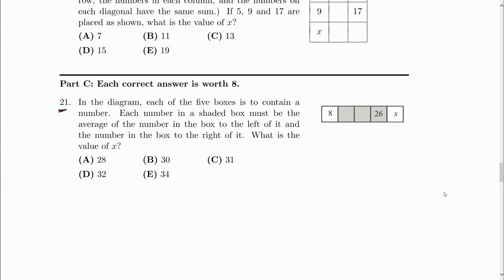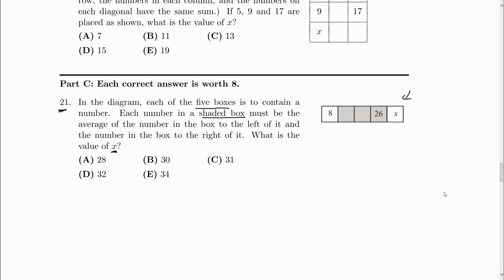In the diagram, each of the 5 boxes is to contain a number. Each number in a shaded box must be the average of the number in the box to the left and the number in the box to the right. What is the value of x here? So x over on the left.